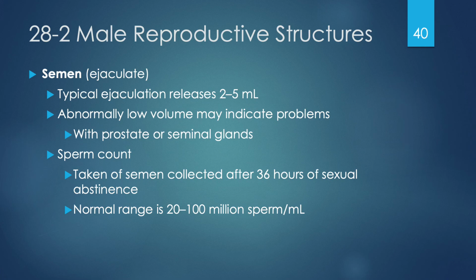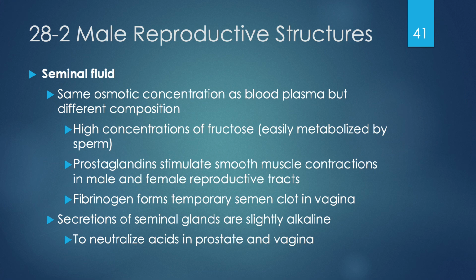So sperm count is taken about 36 hours after sexual abstinence has occurred, and the normal values we would expect to see in a normal range is between 20 to 100 million sperm per milliliter of sample. Seminal fluid has the same osmotic concentration as blood plasma, but it is composed of different substances. The 3 things we'll discuss here all have a very specific role to play.